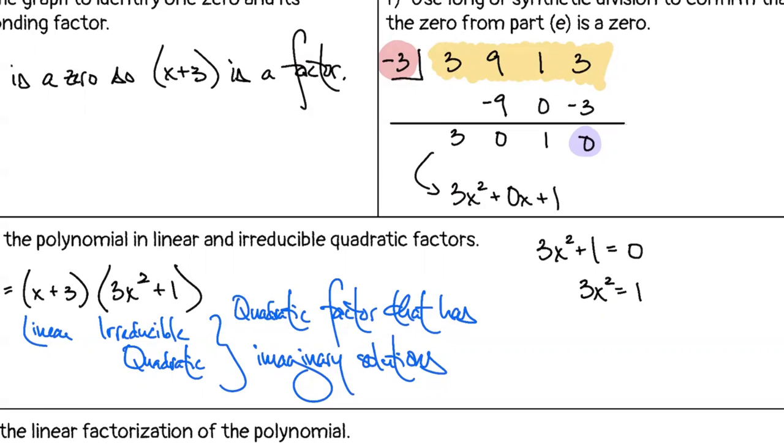Divide by 3. Good. So x squared equals, whoops, it's a -1 over there. So x squared equals -1/3. All right. And now what is our last step to get x all by itself? Square root each side. Good. So we get x equals plus or minus the square root of -1/3.